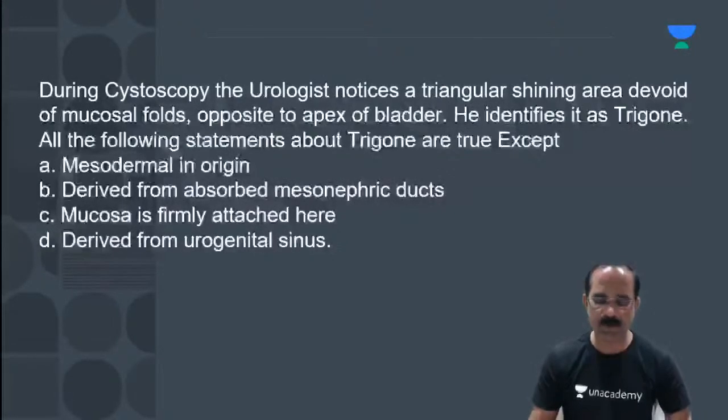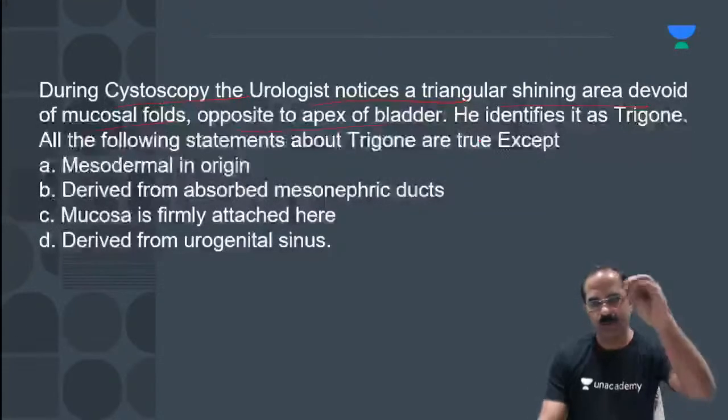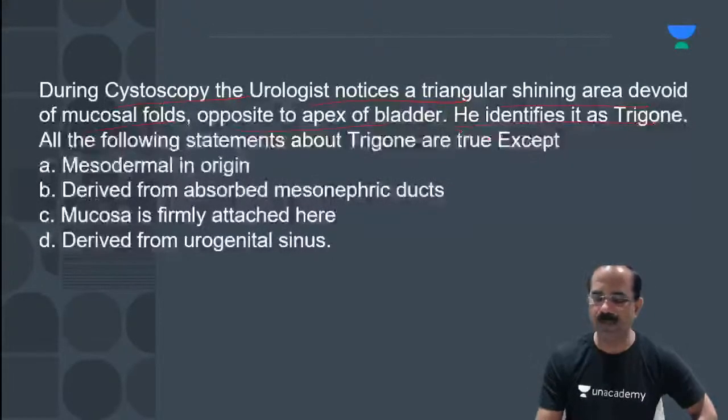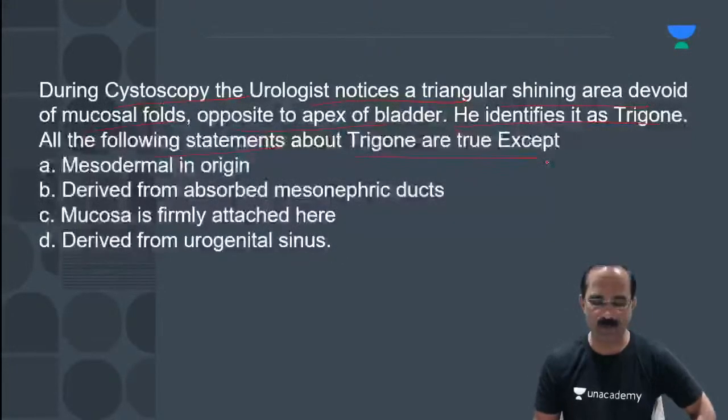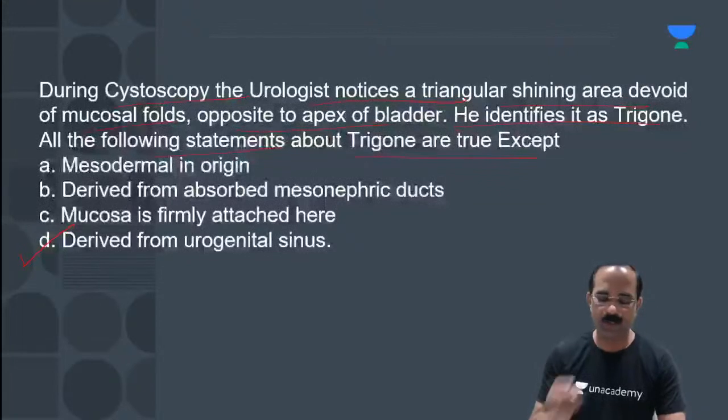Anyone, answer this. During cystoscopy, the urologist notices a triangular shining area devoid of mucosal folds. Yes, opposite to the apex of the bladder. So this will be the base of the bladder. He identifies it as the trigone. All the following statements about the trigone are true except. It is derived from the urogenital sinus. Very good. Derived from urogenital sinus.